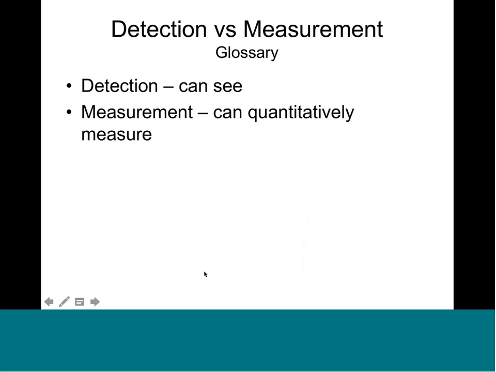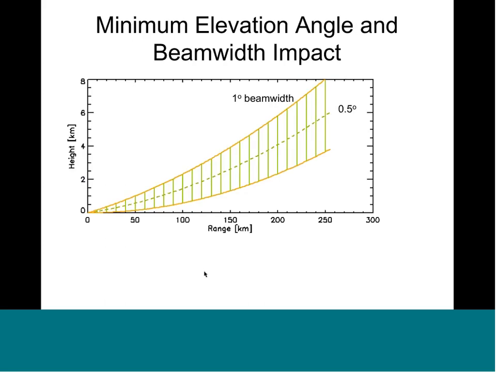So let's define some terminology so we get it clear. When we use the word detection in the radar business, it means we can detect it, we can see it. We not necessarily get the right value quantitatively, but we can actually know it's there. When we talk about a measurement, we know we can get the value correct, right?